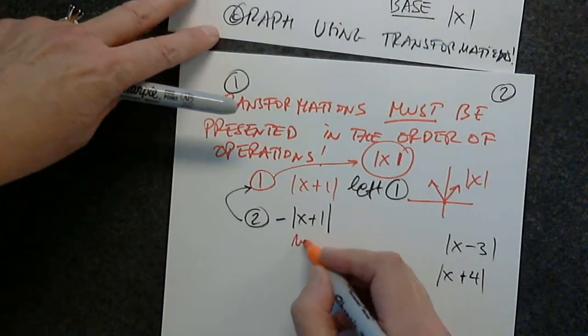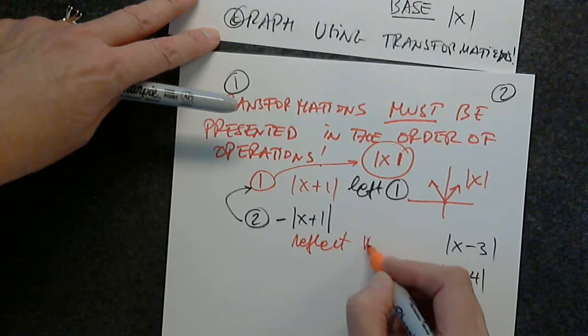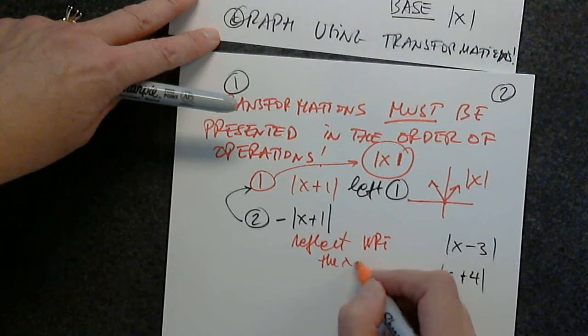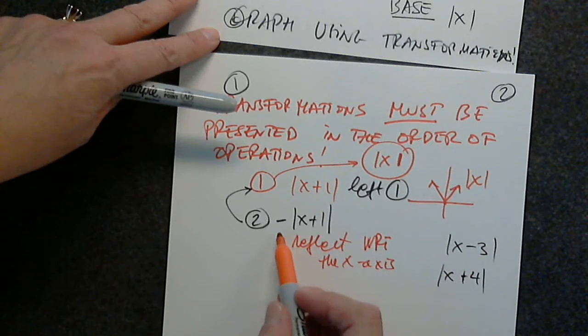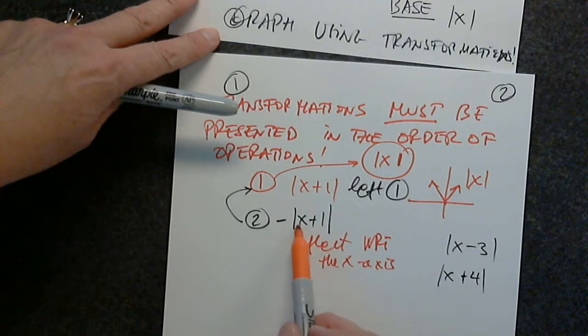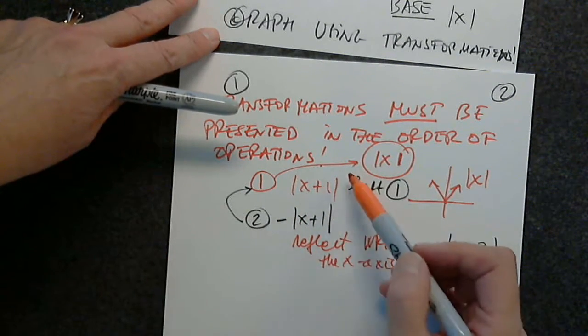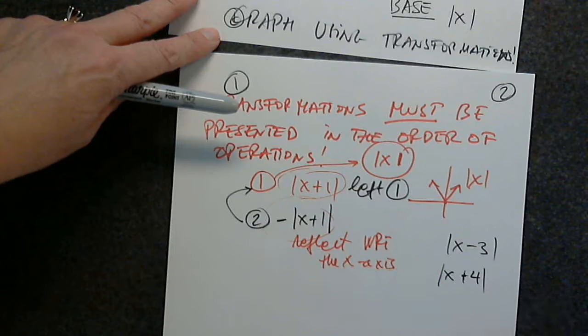So reflect with respect to the x-axis. Because we're changing y. It's outside. The negative does not touch x. It's outside of this function.